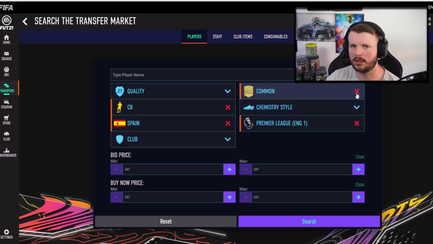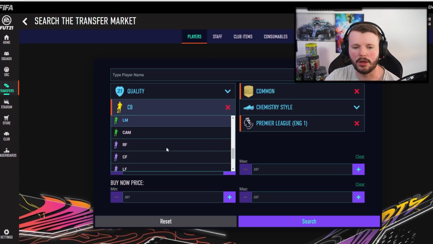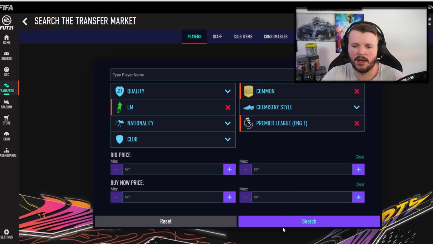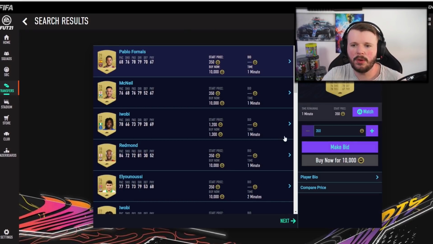People are going to want Premier League, they're going to want La Liga, they're going to want Serie A. They're going to want fairly good cards. So we might go Premier League. Okay, we're going to need a left mid. People are going to want, obviously, a little bit of pace. So you're looking for meta, quote unquote, cards. So we're looking at pace.